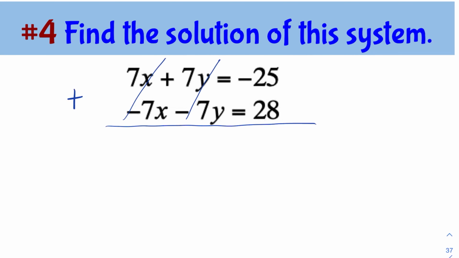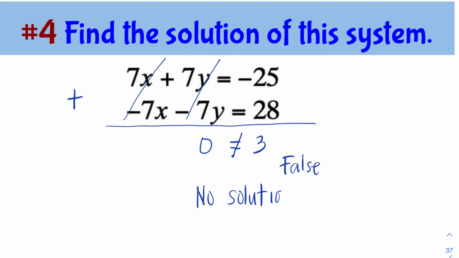So this means the left side here is 0. What about the right side? Negative 25 plus 28 is equal to 3. And this is not a true equation. Since we ended up having a false equation, this means that this system will have no solution. Meaning, when you graph the lines, the system will be parallel lines. If you came up with 0 equals 0, then that means there's infinite solutions, because that will be a true equation.